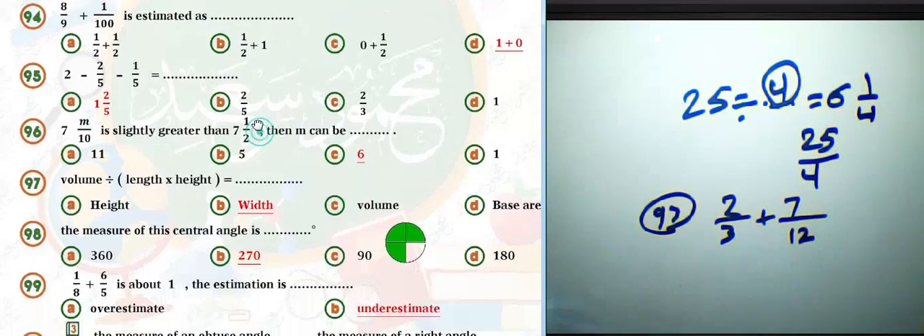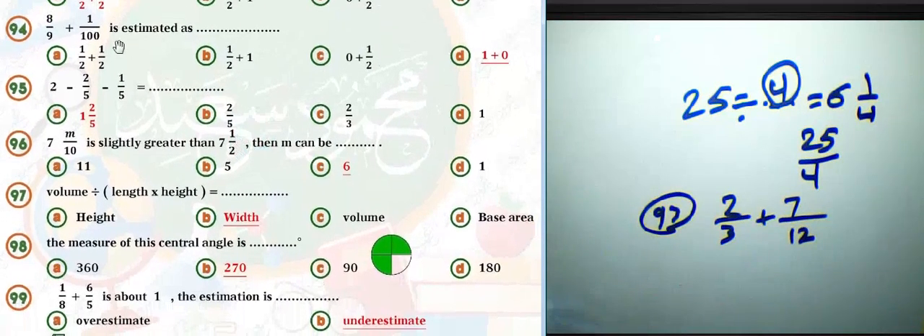8 over 9 plus 1 over 100 estimated as space. 8 over 9 is nearest to 1, and 1 over 100 is nearest to 0. The result will be 1 plus 0.